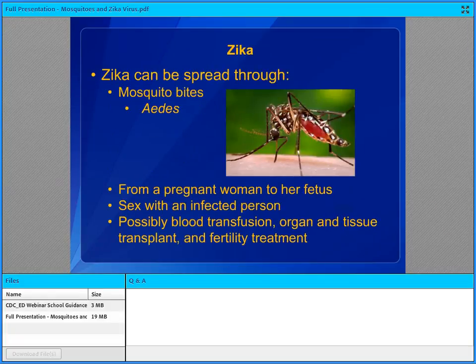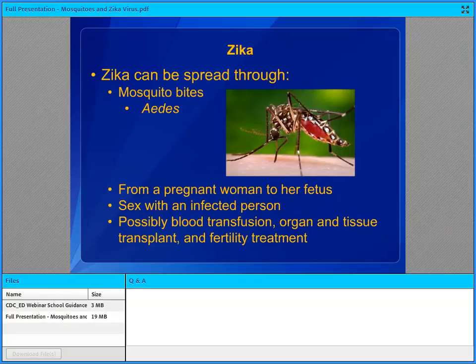So what are some of the symptoms? I'm going to get into that in a few other slides here, but this is another general slide on number 20 about how it's spread. We already mentioned mosquito bite from our Aedes species. But it also could be spread from a pregnant woman to her fetus, or by having sex with another infected person. It can be spread by both male to female, female to male, as well as male to male.